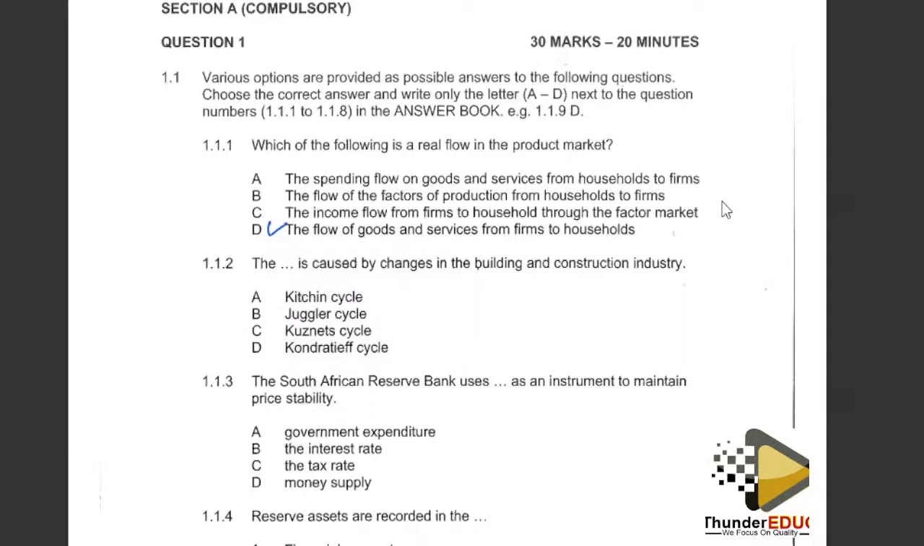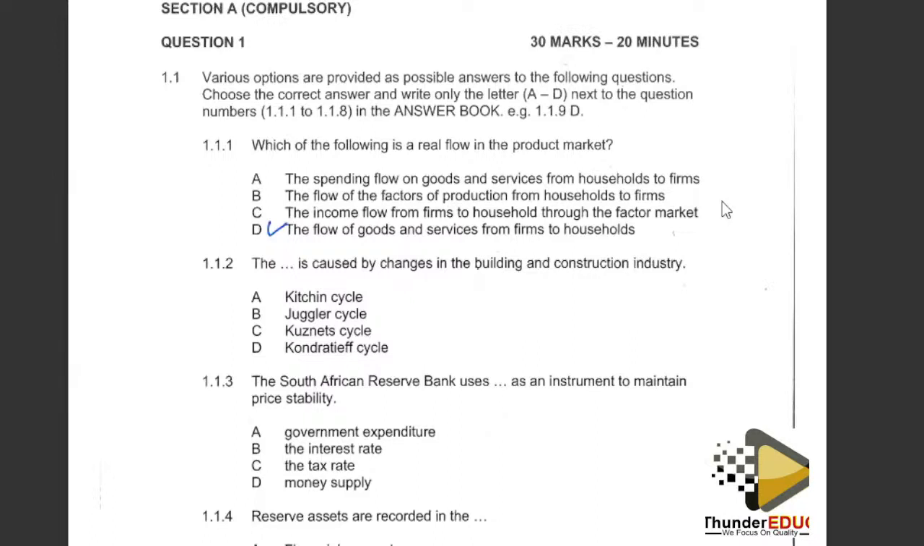It reads as follows: The dash is caused by changes in the building and construction industry. If you check the key concept in this question, we have construction industry. And what is this industry? By industry here, we refer to a group of firms that sell the same product, or a group of firms that sell the same goods as well as services.